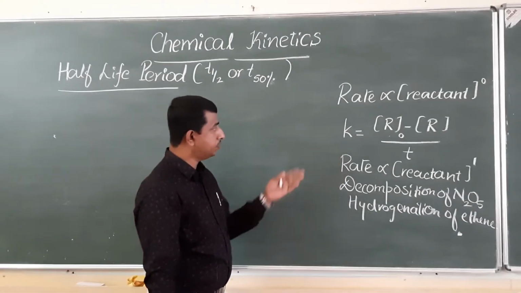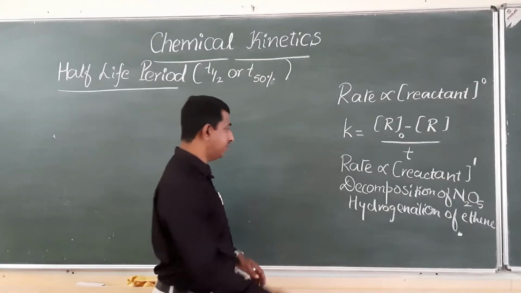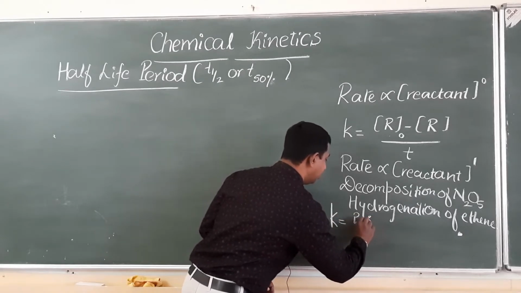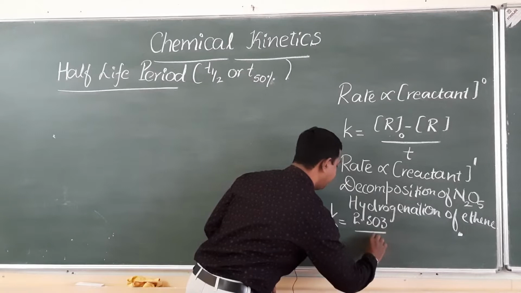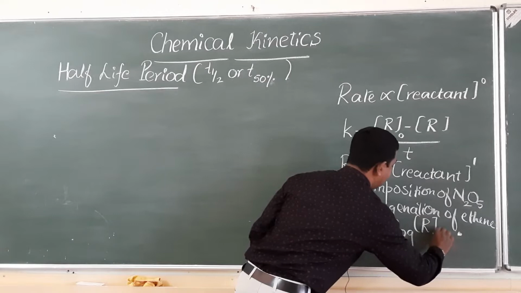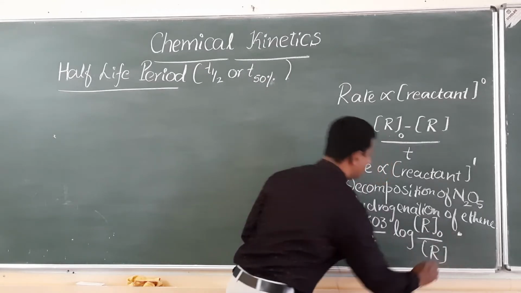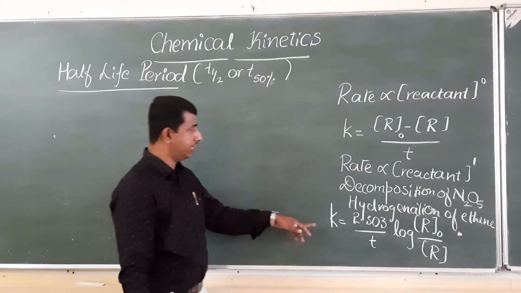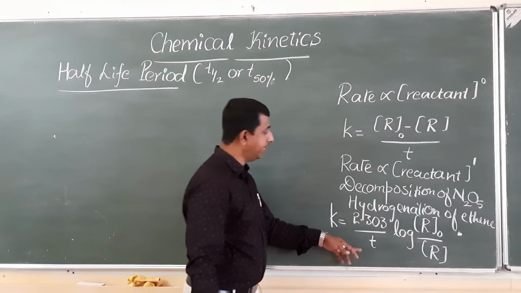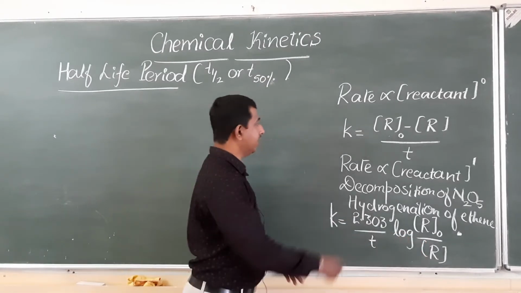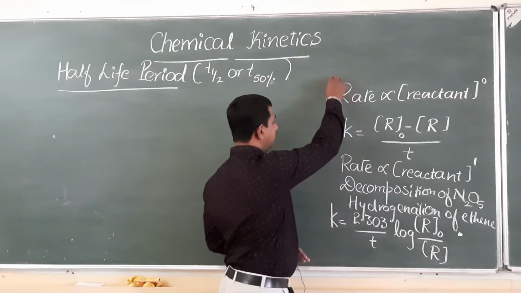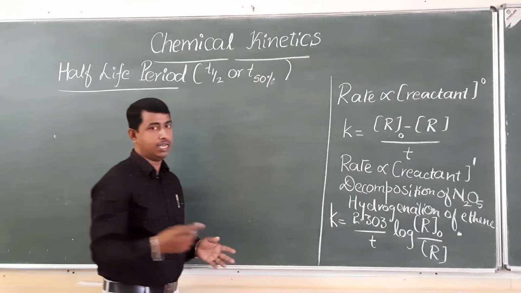We derived the expression for k, or the integrated rate equation for a first order reaction, that is k equals 2.303 by t log R naught by R. So the integrated rate equation for a first order reaction is k equals 2.303 by t log R naught by R, whereas for a zero order reaction we have k equals R naught minus R by t. So these things we studied in the last class.